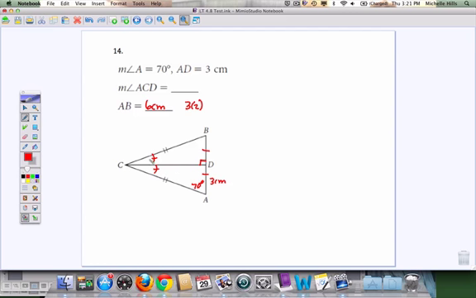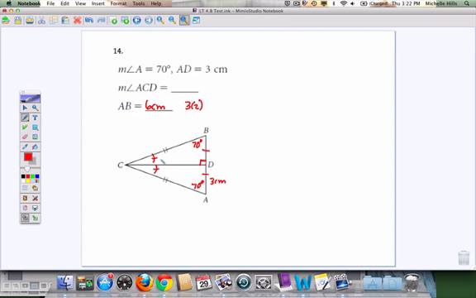Now for ACD, I just want this part. I know if this is an isosceles triangle that this is also 70 degrees because the isosceles triangle conjecture says then the base angles have to be congruent. I'm going to have to use a combination of things.